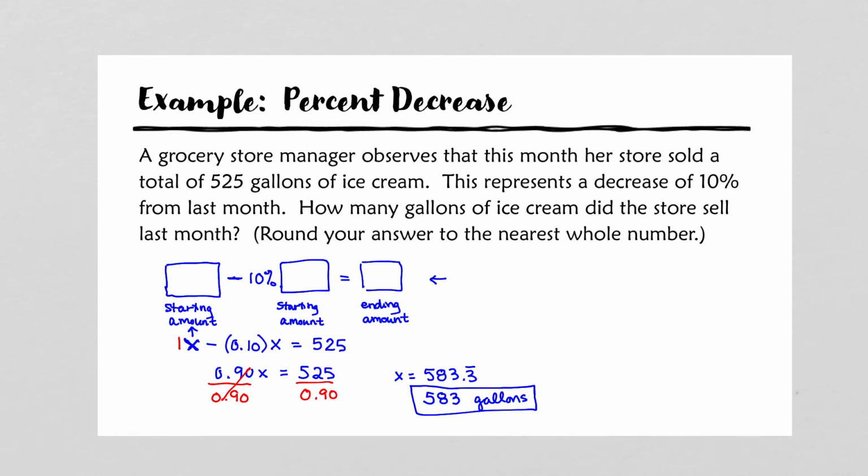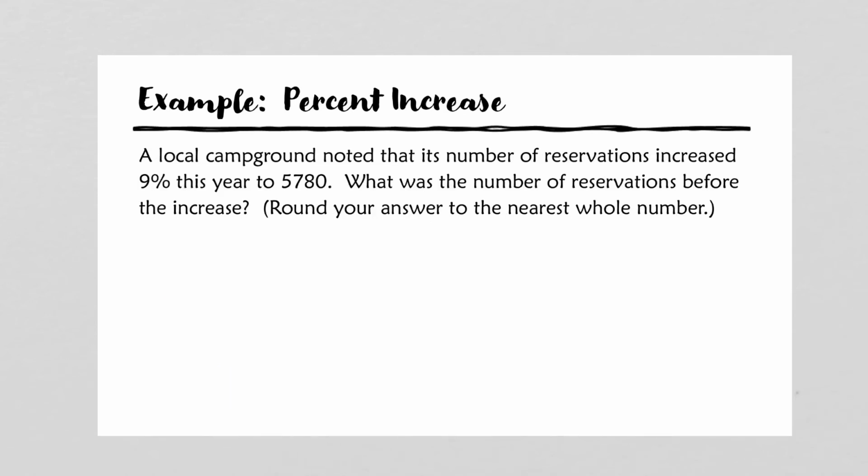Let's take a look at one more example involving percent increase, percent decrease. A local campground noted that its number of reservations increased 9% this year to 5,780. What was the number of reservations before the increase? I'm going to draw some pictures and set this up in a similar fashion as to what we've just discussed in the previous examples. Remember, we always have a starting amount. So I'm going to have a box that represents my starting amount.